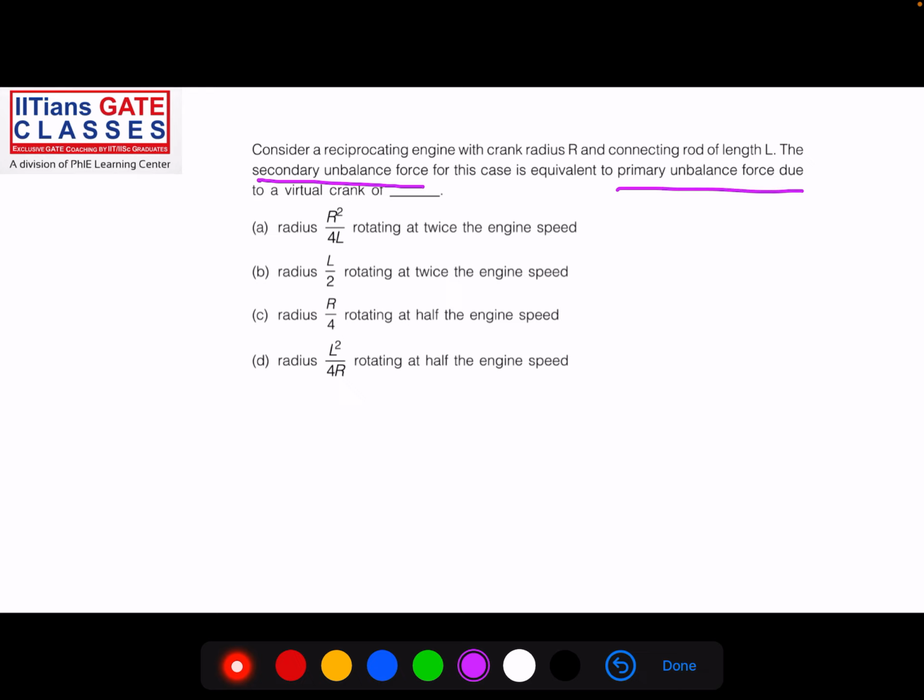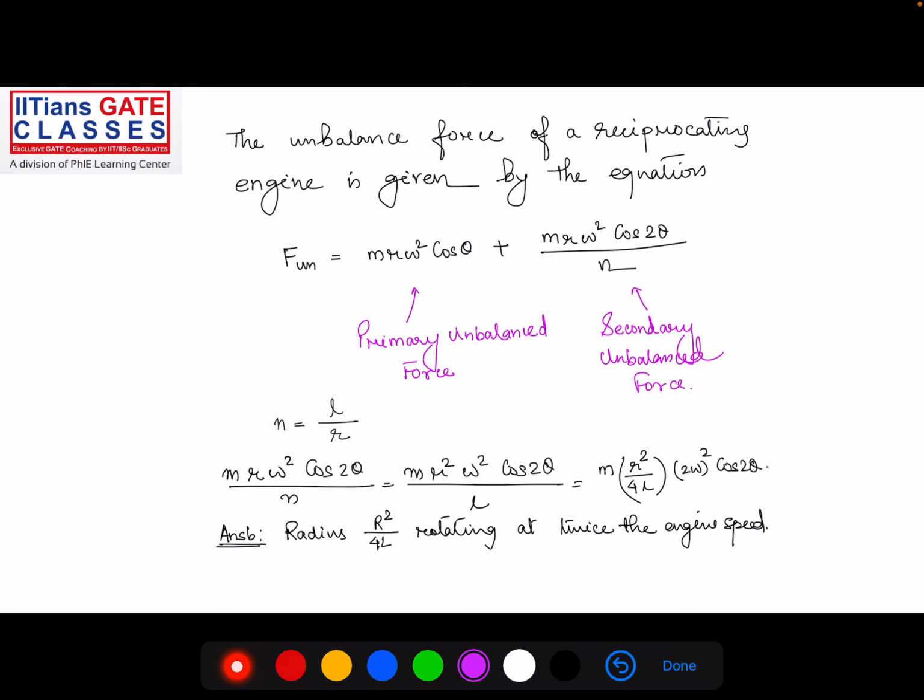Definitely they are not equal, they are different. But suppose we consider them to be equal by considering a virtual crank for the secondary unbalance. So what will be the radius of the crank and what will be the speed of the engine? Okay, let us try to find out. It's very simple. You'll simply equate the primary unbalance and secondary unbalance, then we'll find out the crank.